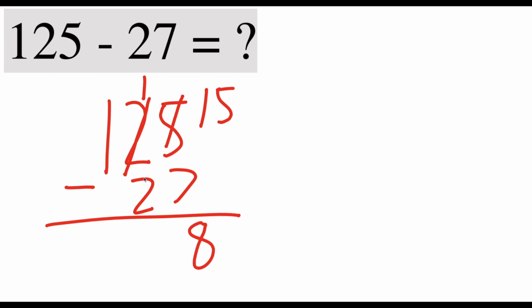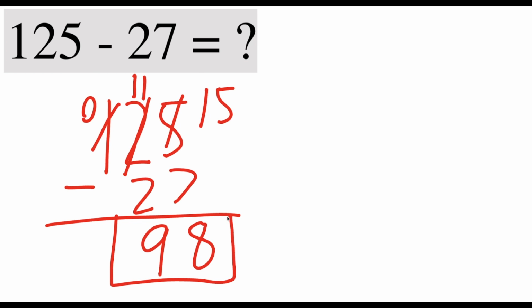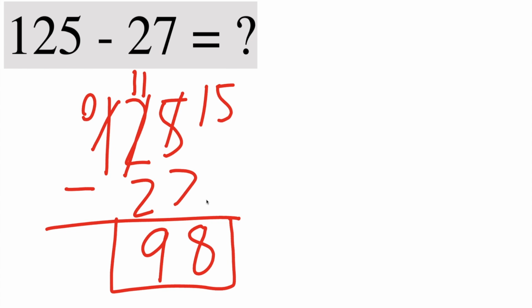Here we have 1 minus 2 is a negative number, so we need to take away this 1. It becomes 0. Give him 10. So we have 11 minus 2, and we get 9. So we get 98. So 125 minus 27 would give us 98. And that's all we need to do for these types of problems.